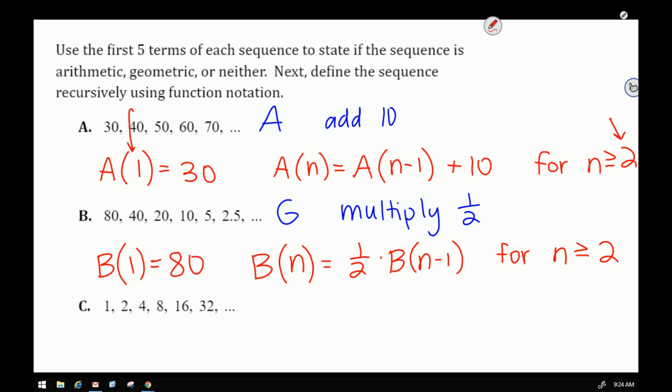Okay, try part C. Just part C. Don't move on.